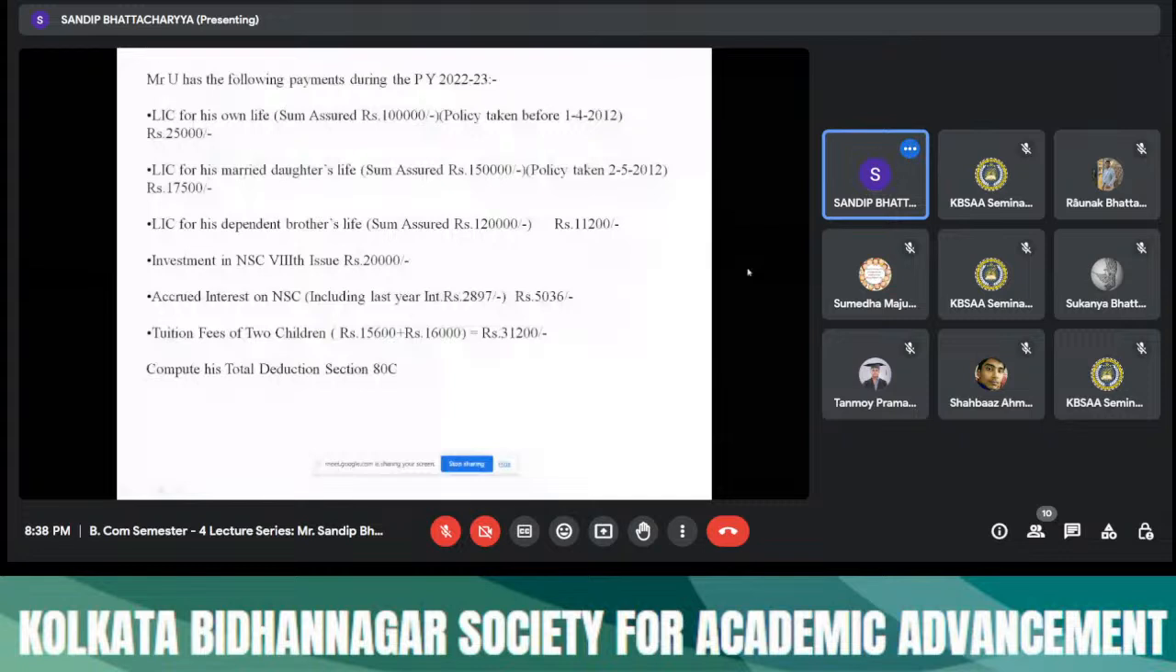Tuition fees for 2 children. One is 15,600, another is 16,000, that is 31,200. Compute the total deduction under section 80C. I have to go to the solution, so you can take a screenshot of the sum if needed. Shall I move?